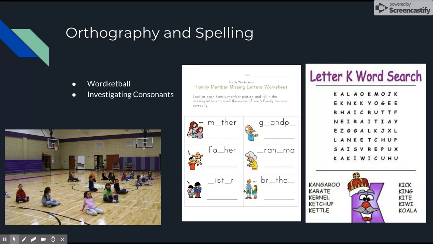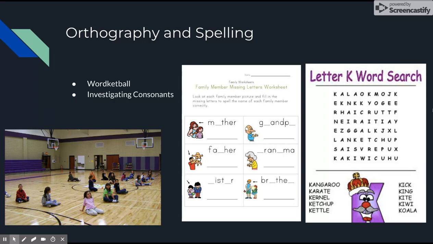Another way is through a letter K word search. So you can find word searches for any letter of the alphabet. So this one I just chose letter K: kangaroo, karate, ketchup, kick, king, all these really great words, and they would have to find the word and circle it in the word search.